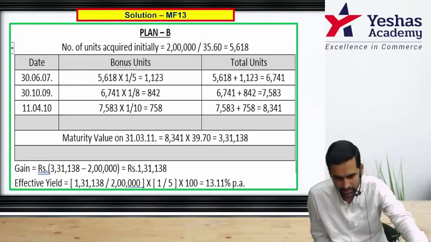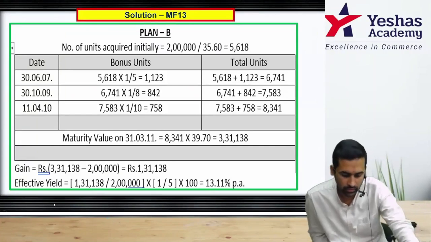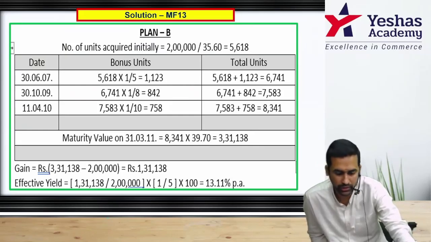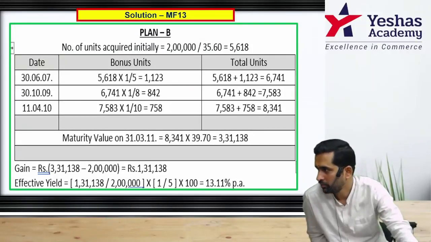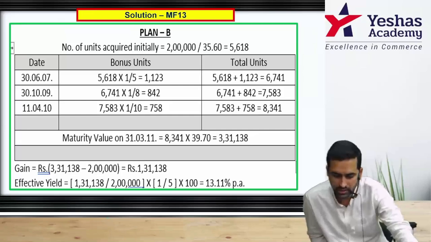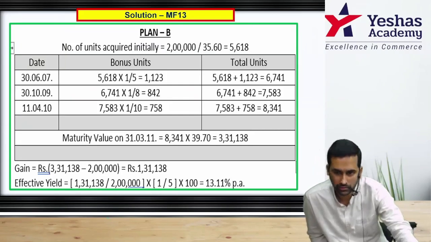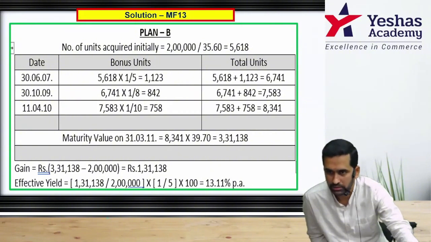Therefore, gain is the difference between these two. 131,138, and then simple rate of return annualized 131,138 by 2 lakh into 100. But then you have to do into 1 by 5 because this is for 5 years. Done. 13.11% per annum.